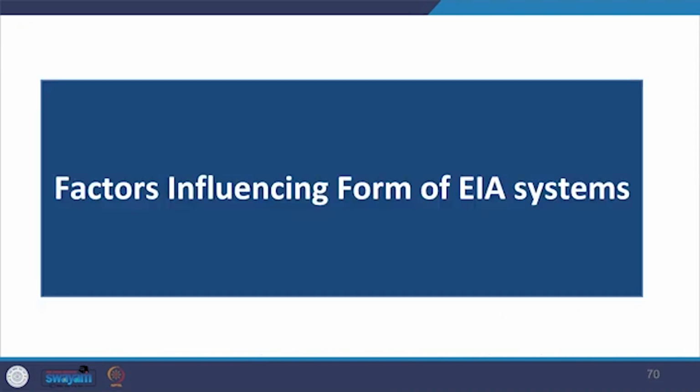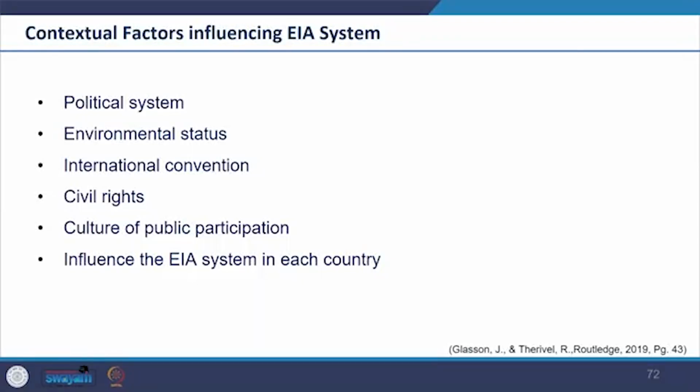Now looking at the factors that influence the structure of EIA. The literature identified contextual factors, something specific to the place we are talking about, such as political systems. We cannot really generalize how EIA is; it will depend a lot on the political system, the environmental status of that particular place, international conventions they have signed, civil rights, and culture of public participation. How much public participation there is in the EIA also depends upon how aware and engaged the public is, and how much the government opens up. All these influence the EIA system in each country.